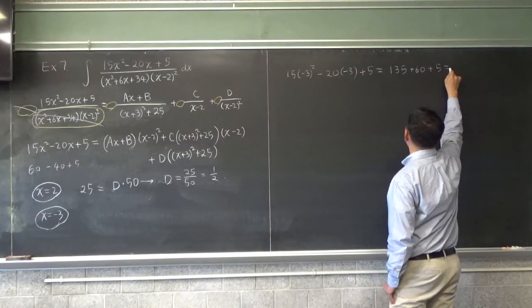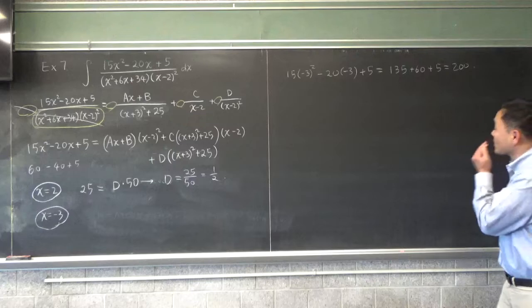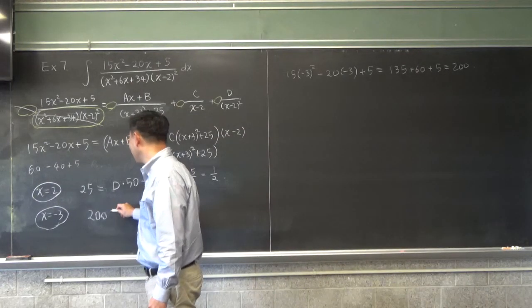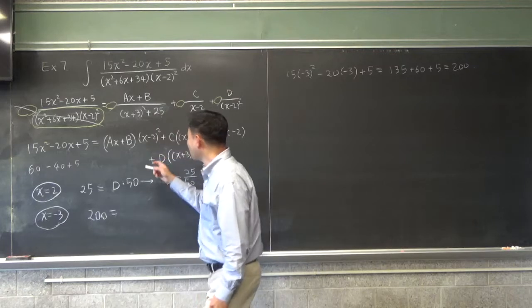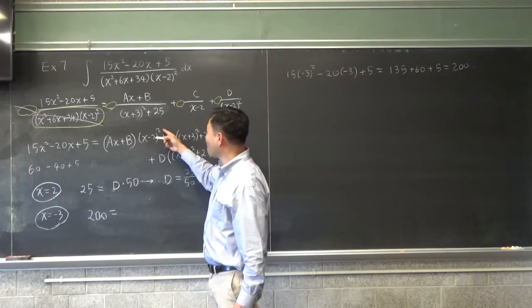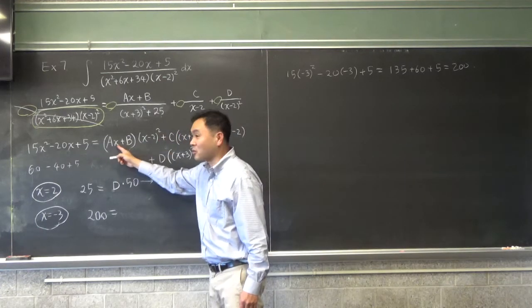Okay, so indeed, this is 200. I thought so. All right, so that's going to be 200 on the left side. Okay, and then you plug in -3. -3 minus 2 is -5. Squared is 25. But you also have to plug in -3 here.